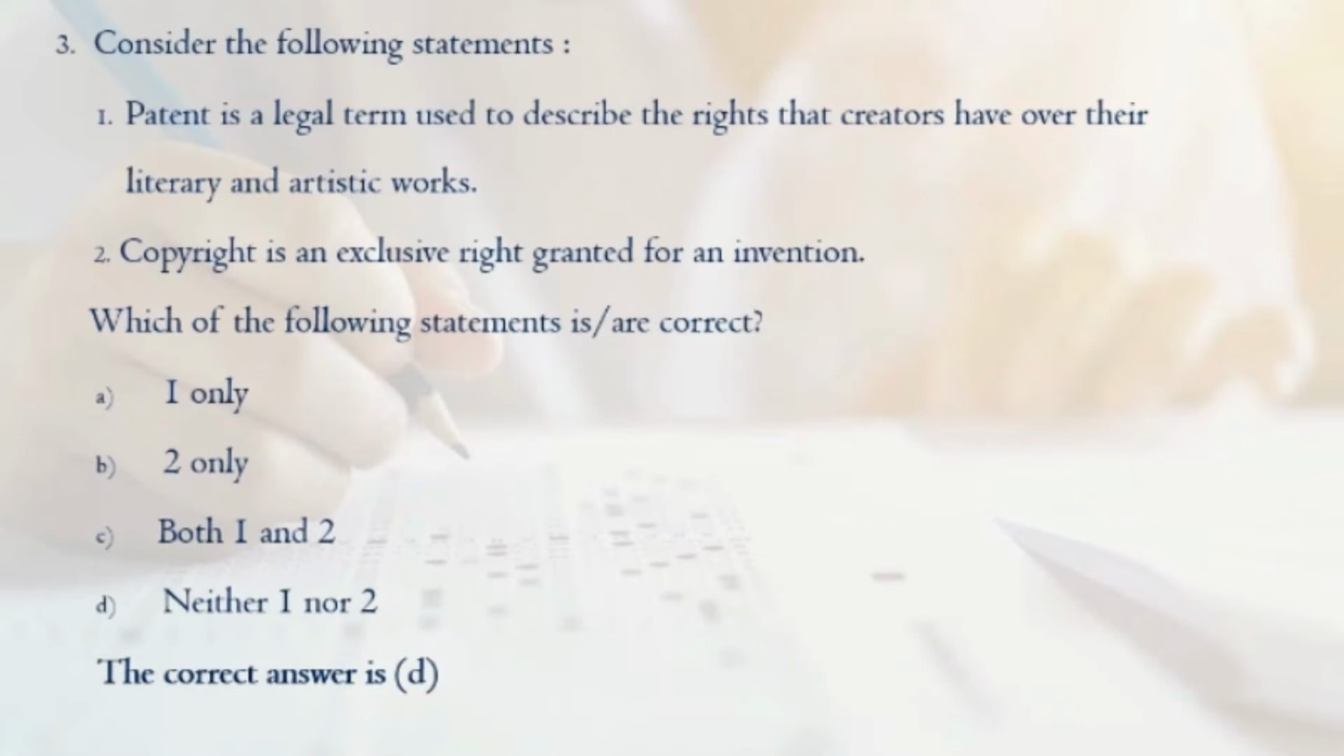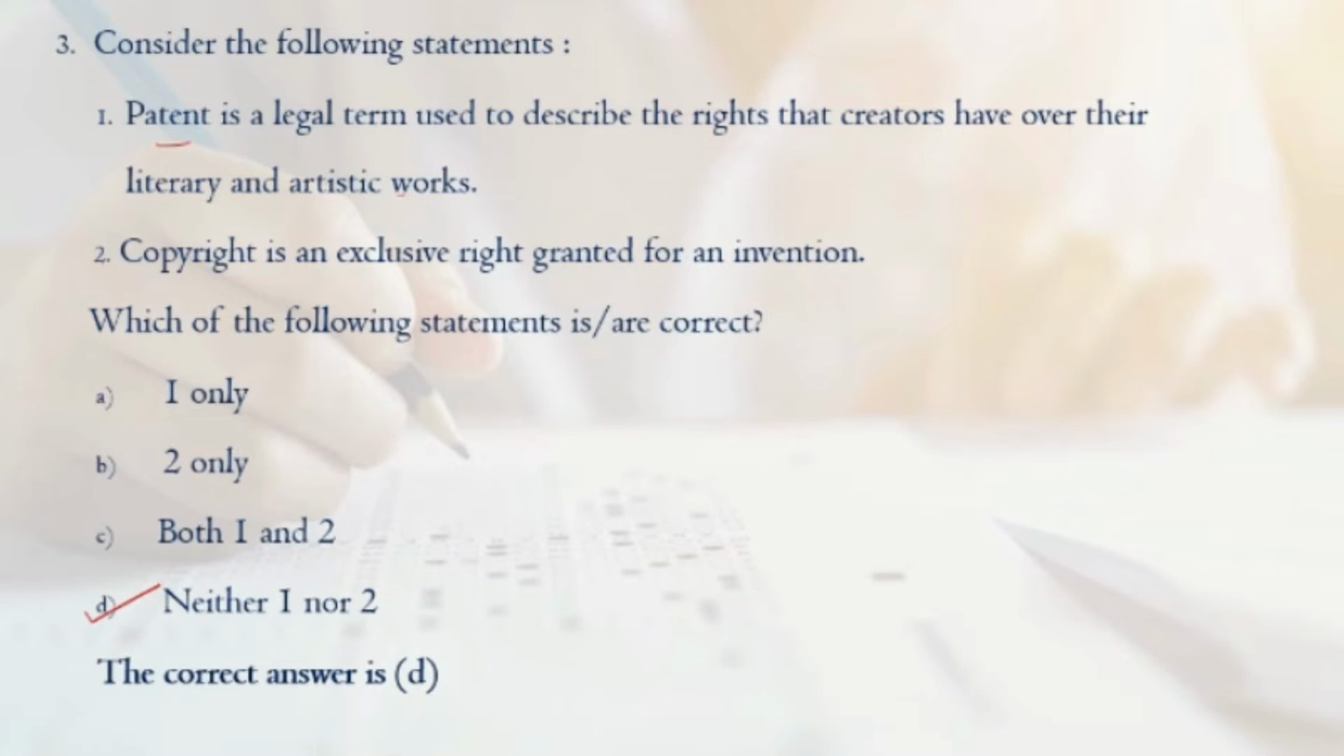Next question is, consider the following statements. First, patent is a legal term used to describe the rights that creators have over their literary and artistic works. Second, copyright is an exclusive right granted for an invention. Which of the following statements are correct? A. First only, B. Second only, C. First and second, and D. Neither first nor second. And the correct answer is D.